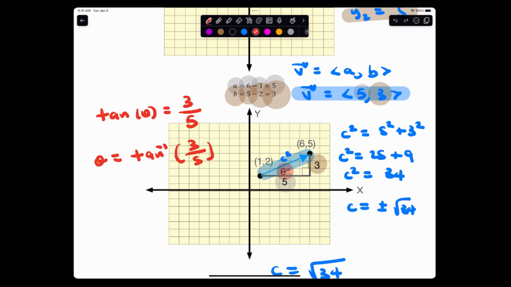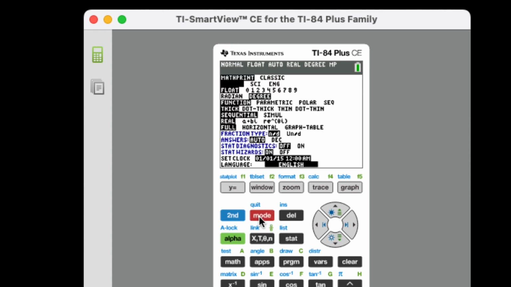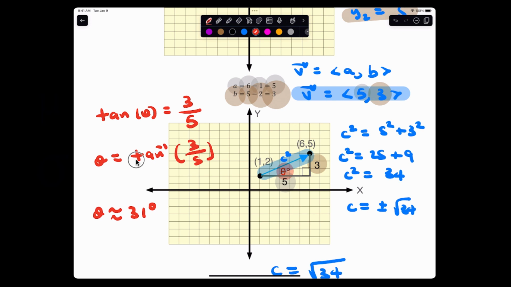Is that right? Let's go to the whole degree. So I'm going to go to my TI again. Let's make sure, first of all, you're in the mode of degrees. Looks like you are. Okay. I need inverse tangent of what number? 3 what? Fifths. What's inverse tangent of 3/5? Go to the nearest whole degree. What is that going to be? 31 degrees.